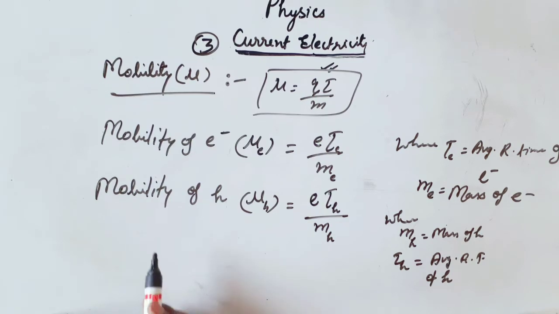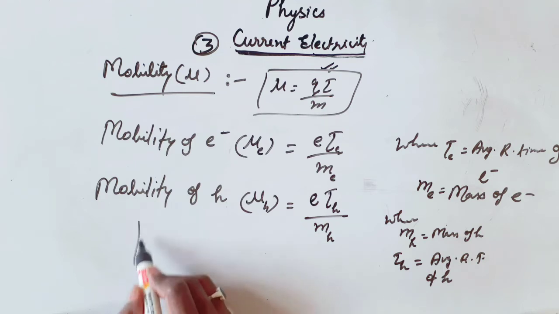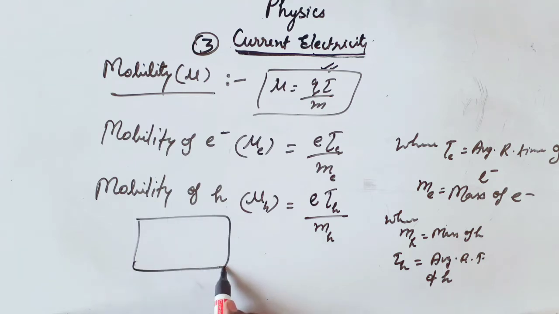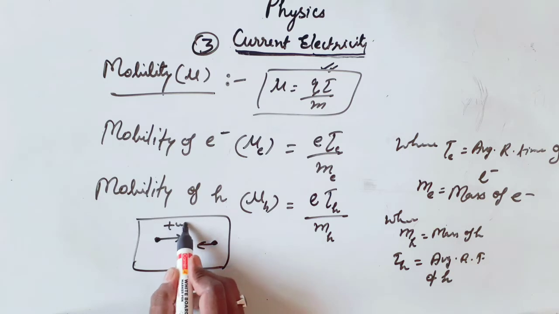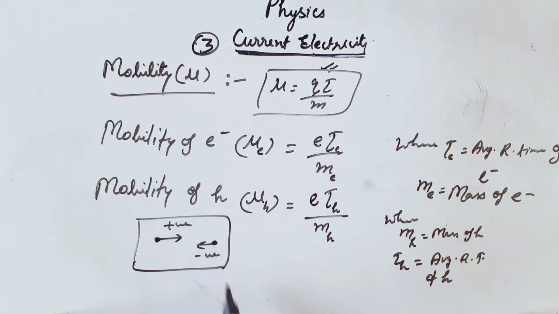I just want to clear one thing. The total current in a conducting material is always equal to the sum of the current due to the positive current carrier and the negative current carrier. The total current will always be equal to the sum of the flow of current by the positive charge carrier as well as the negative charge carrier.